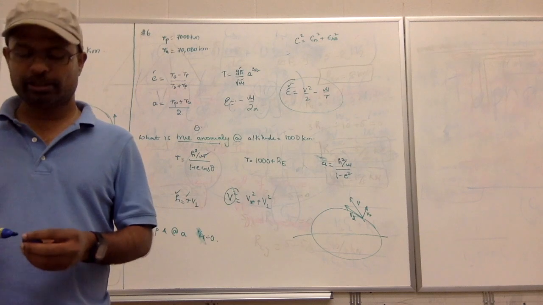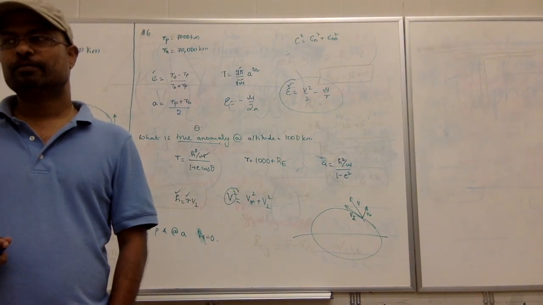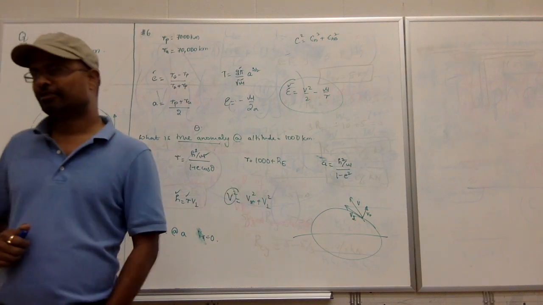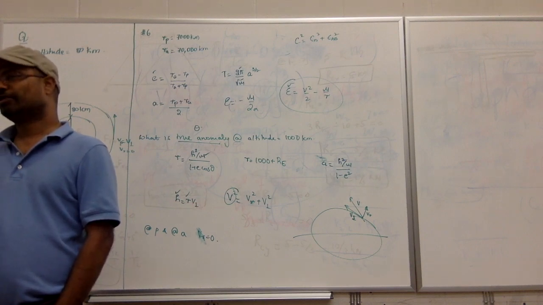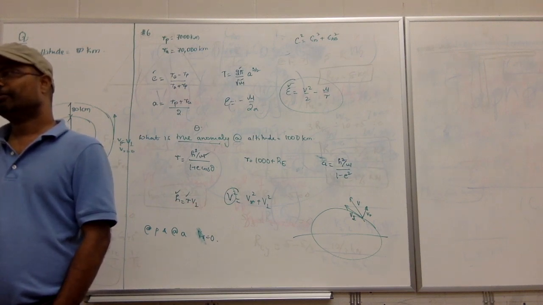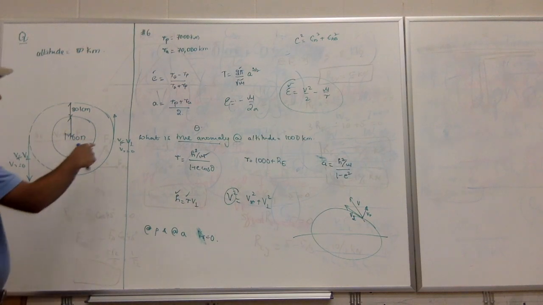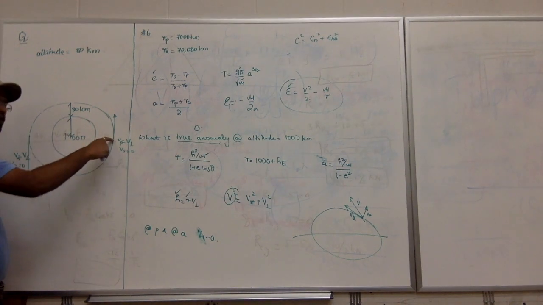What is capital T? Andre. Period. Make it simpler. Proportional to R to the 3 over 2. No, what is capital T? Time. This is the time for one orbit. Time taken for a satellite to go from this point to this point.